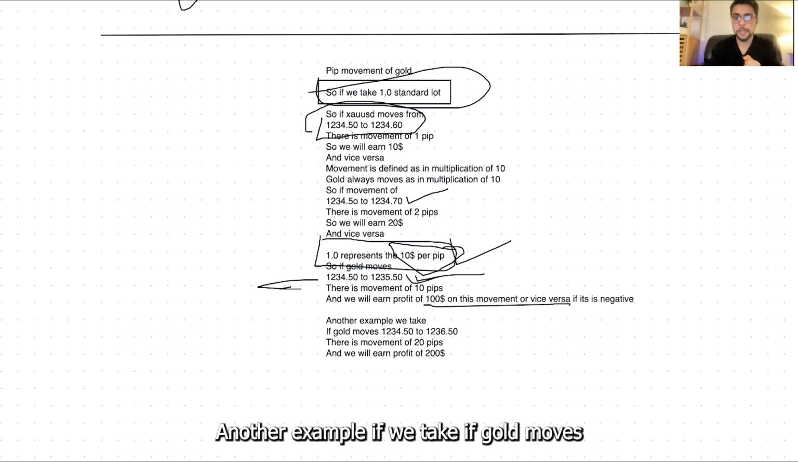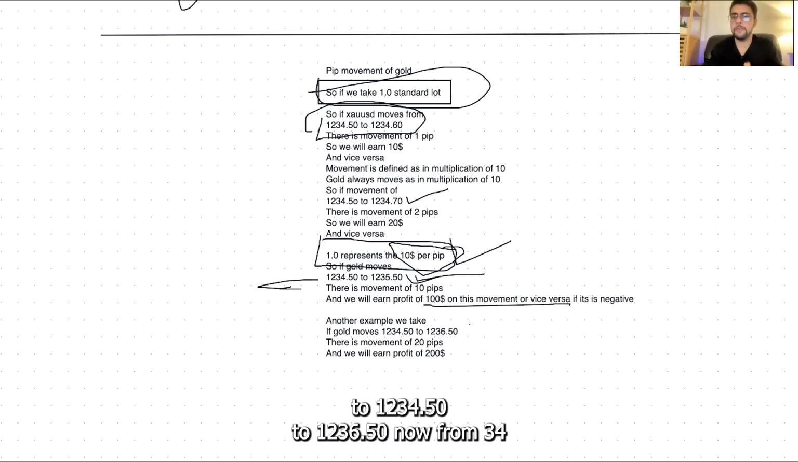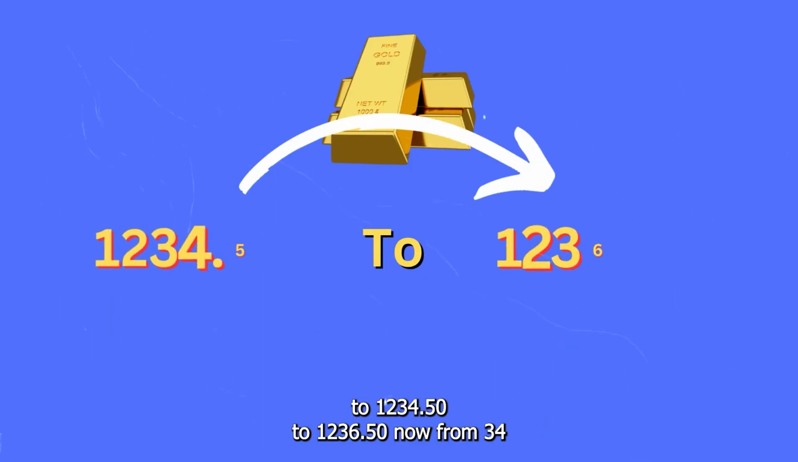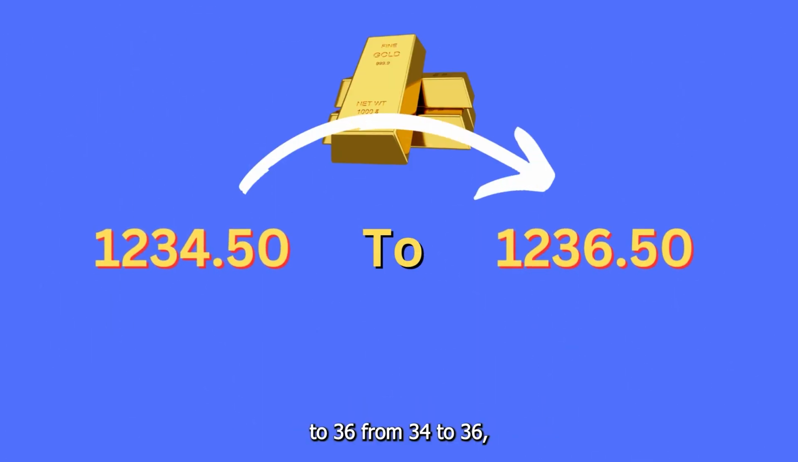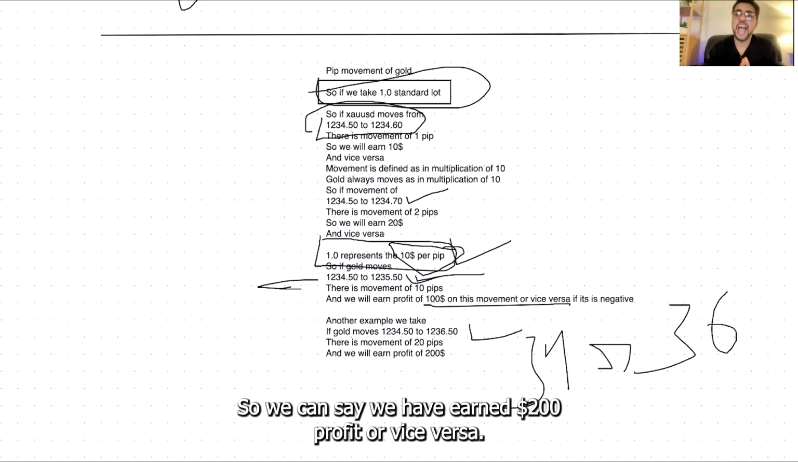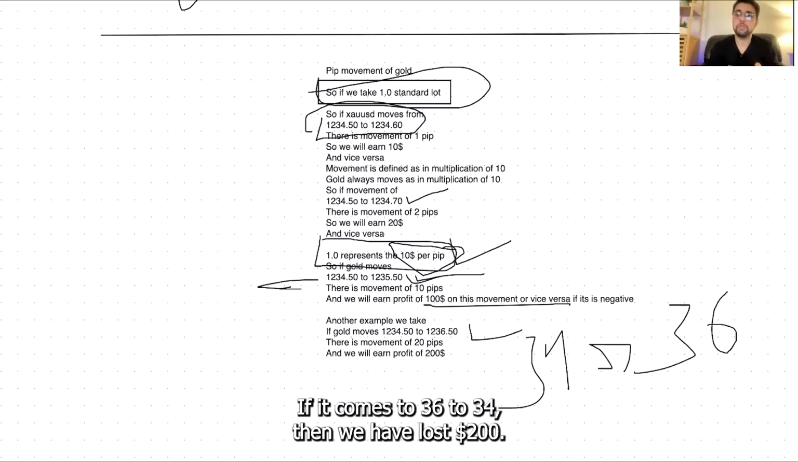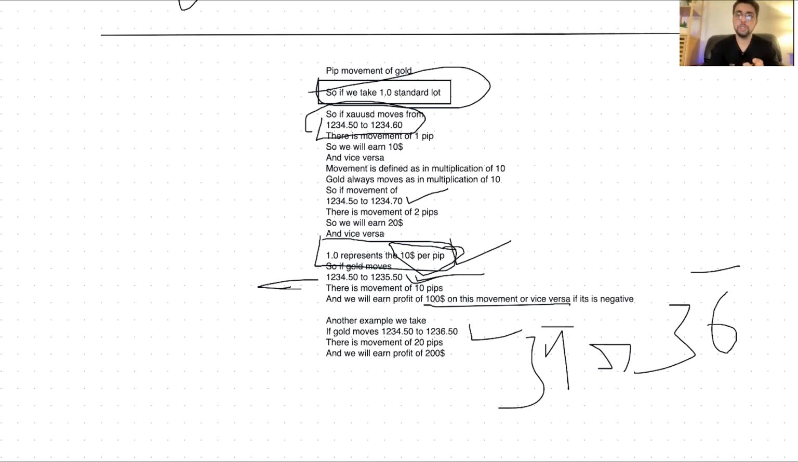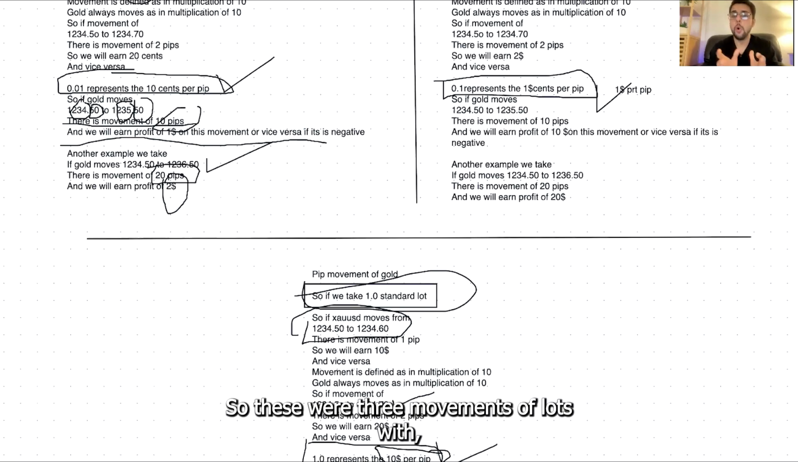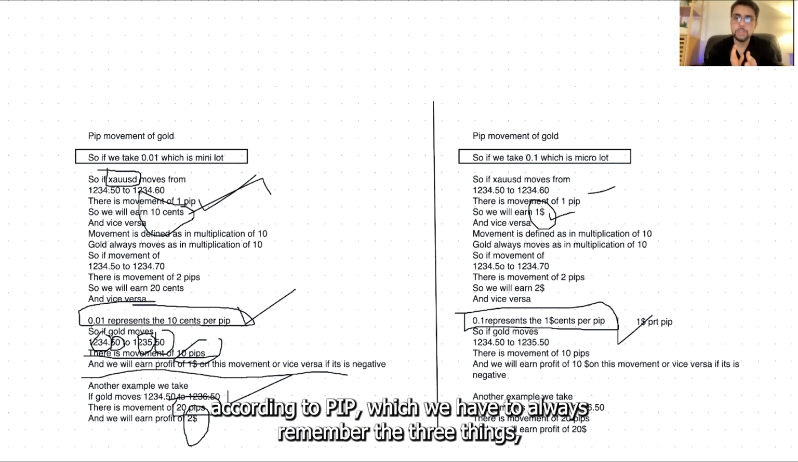Another example, if gold moves from 1234.50 to 1236.50, now from 34 to 36 there is a movement of 20 pips. So we can say we have earned $200 profit, or vice versa. If it comes from 36 to 34, then we have lost $200. So these were three movements of lots according to pip, which we have to always remember.